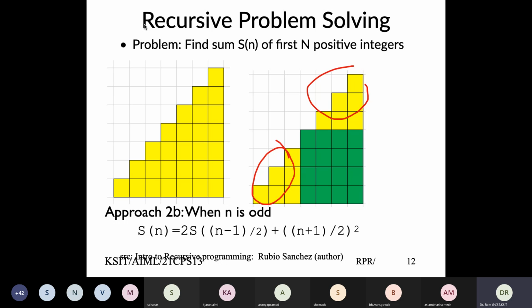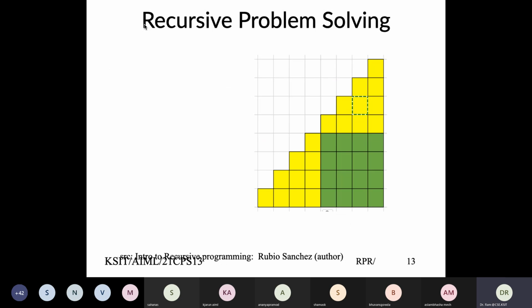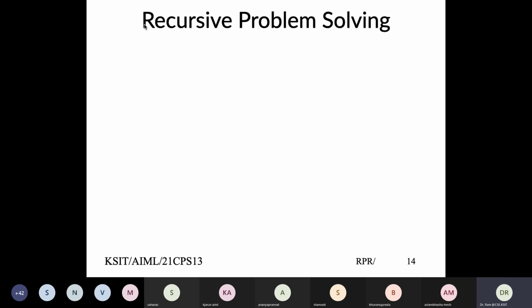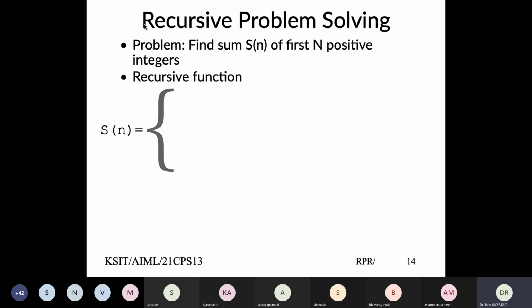And if n is even, then life becomes simpler. Two problems of n by 2 and one square of n by 2. I look at it this way, and my base case will still remain the same. So I solve it and my problem will basically become 1. If n is 2, answer is 3. If n is even, 2 of S(n by 2) plus (n by 2) square.